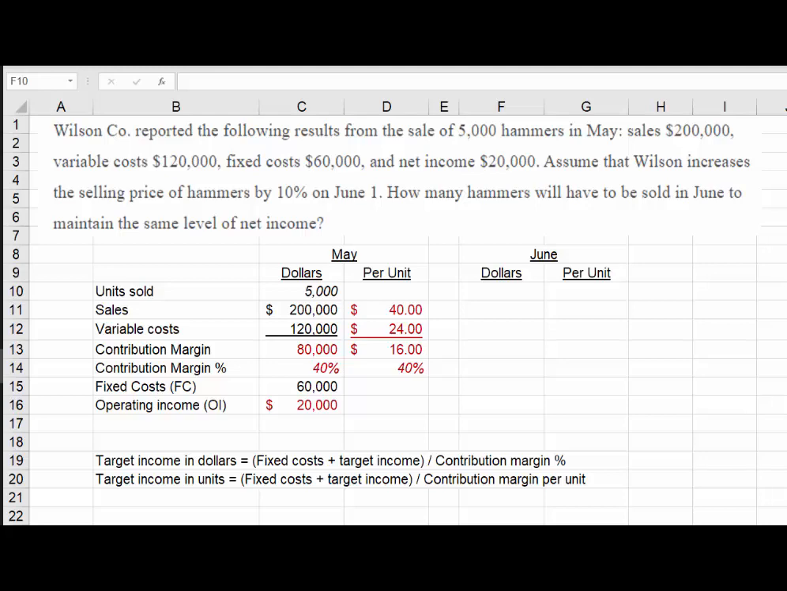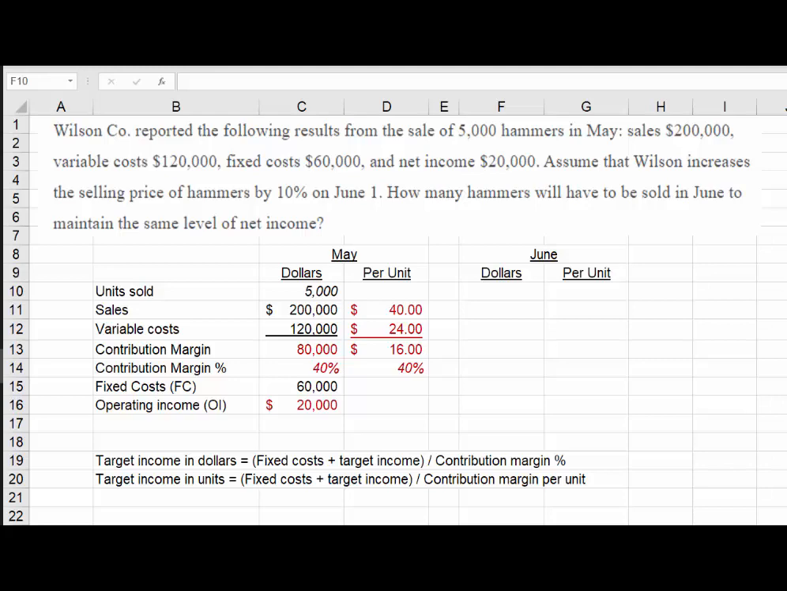Let's explore this target income question. There's the question on the top part of the screen. It says, Wilson Company reported the following results from the sale of 5,000 hammers in May. Sales were 200,000, variable cost 120,000, fixed cost 60,000, and net income 20,000.